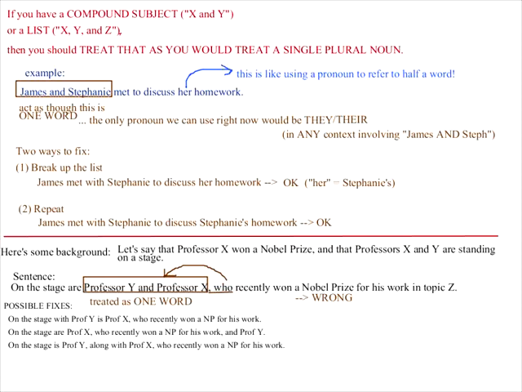And then here's one more fix that I want to show you. Actually, I'll make this a quiz. On the stage are Professor Y. Let's still do Professor Y and Professor X. Let's see if you guys can fill in that blank, because there is a way to fill in this blank that will make this work. Does anybody know how to do that?